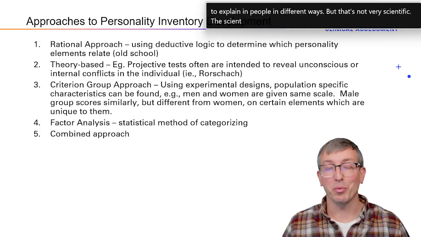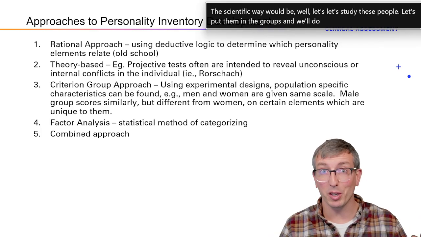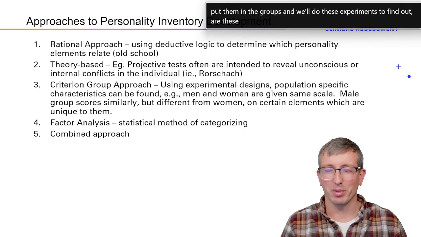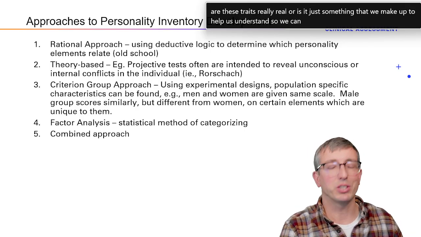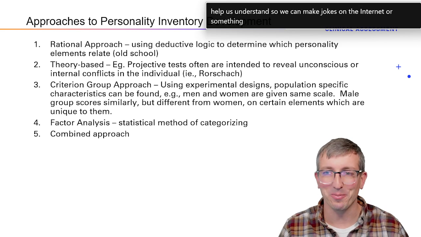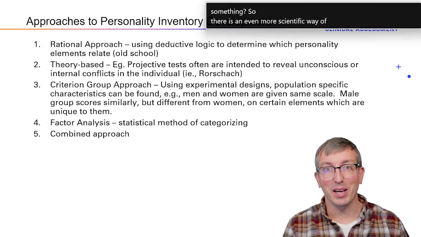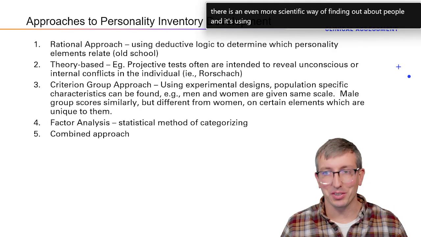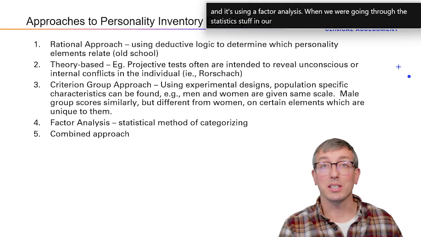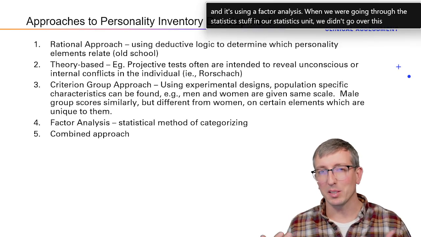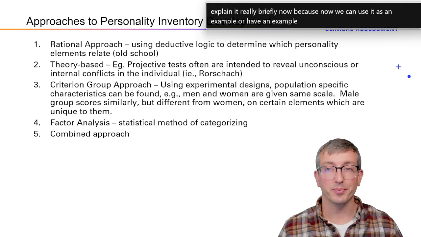The scientific way would be, well, let's study these people. Let's put them into groups, and we'll do these experiments to find out, are these traits really real? Or is it just something that we make up to help us understand so we can make jokes on the internet or something? So there is an even more scientific way of finding out about people, and it's using a factor analysis. When we were going through the statistics unit, we didn't go over this, but I'll explain it really briefly now because now we can use it as an example.